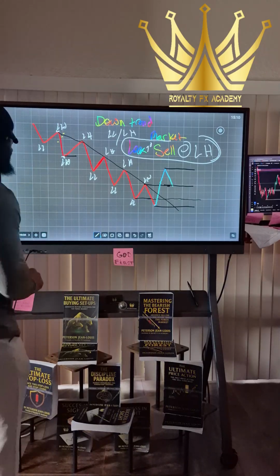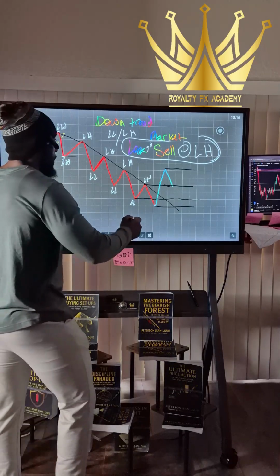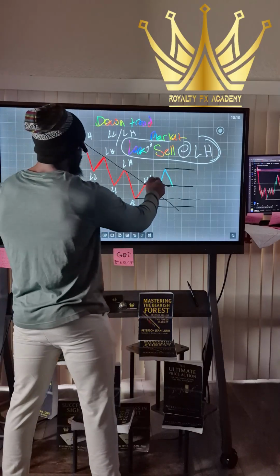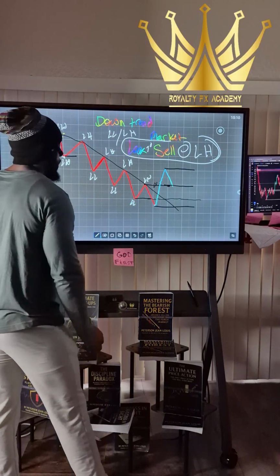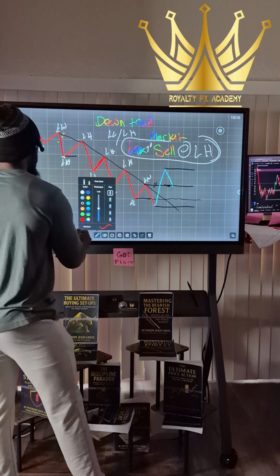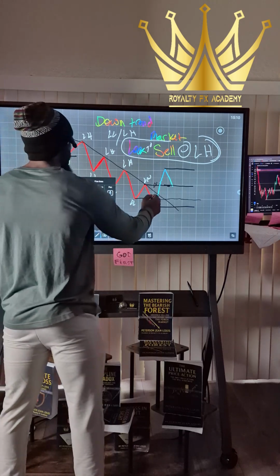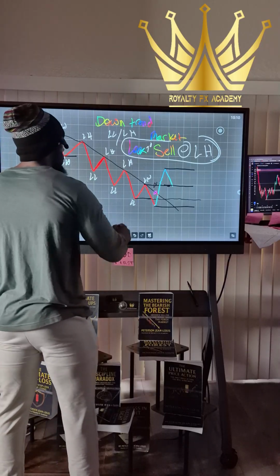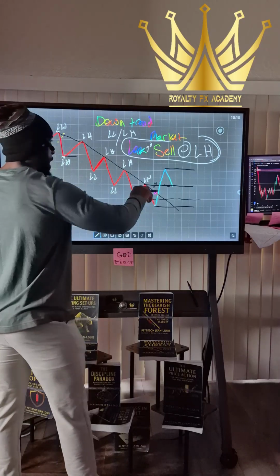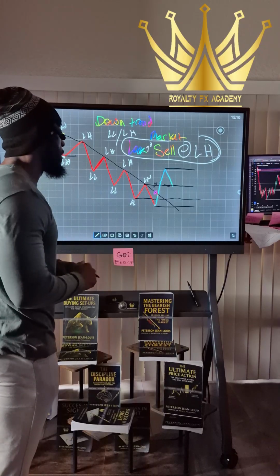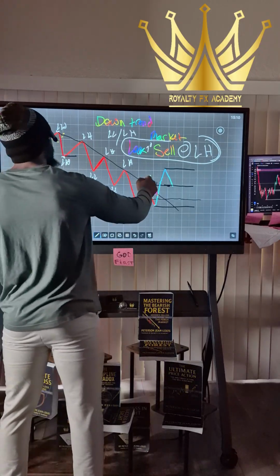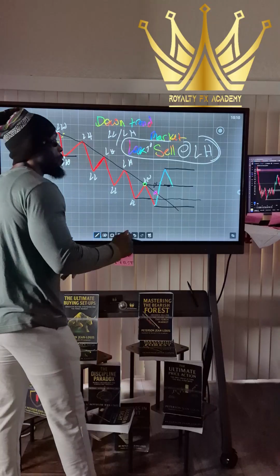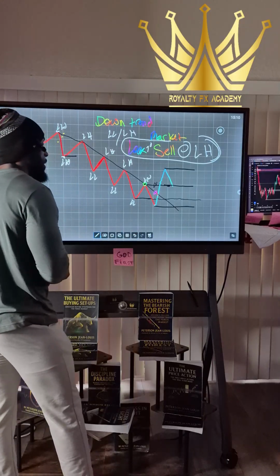And here, as you could see again, it broke the previous structure point, but before it broke the previous structure point, it broke the trend line. Sometimes it will be exactly at the high point, one to one. But once structure is broken, it gives more validation to the trend line.